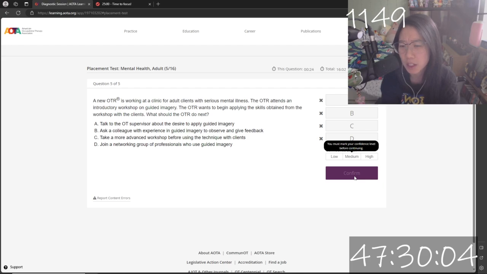Guided imagery. I don't think I've ever heard of this before. Join a networking group who use guided imagery. Take a more advanced course before using the technique. Ask a colleague with experience to observe and give feedback. Talk about the desire.